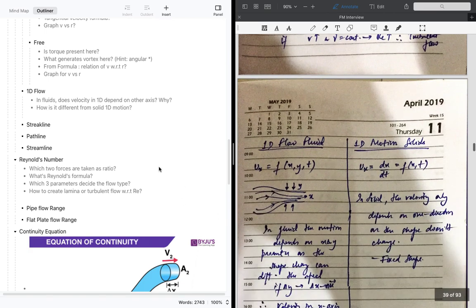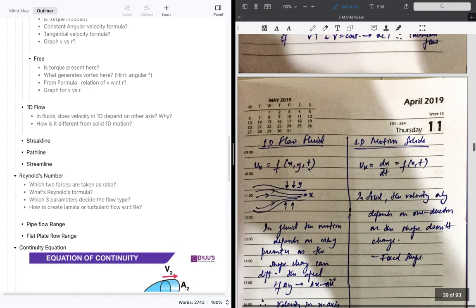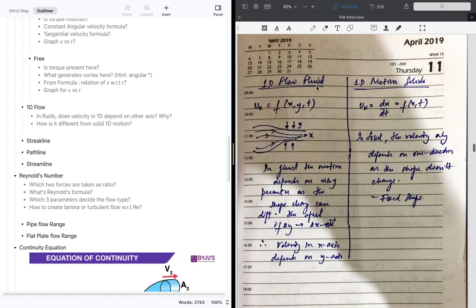Okay, so now the 1D flow. So let's talk about 1D flow in fluids versus solids. So 1D motion in solids is basically dependent upon one particular direction. The velocity of the solid body does change with respect to one direction, but doesn't depend on the other. That's because the solid body shape is fixed.